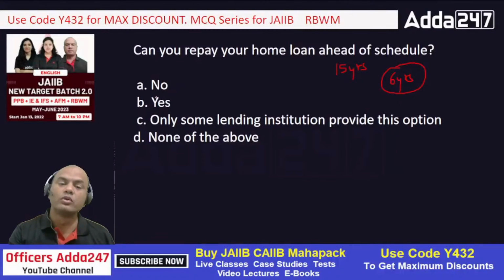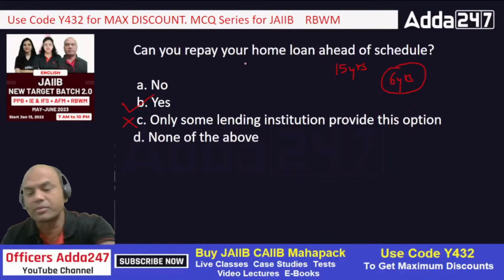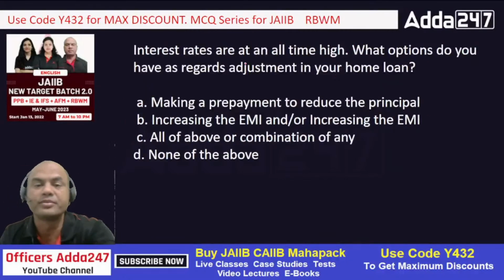So can I do it? No, yes. Only some lending institutions provide this option, none of the above. Can it happen that only some lending institutions? Means can any bank stop anyone from repaying the loan? It can never happen. Only some lending institutions, this is strictly no. Okay. So the answer is no or yes? Correct. Answer is yes. Anyone can repay the home loan before schedule.